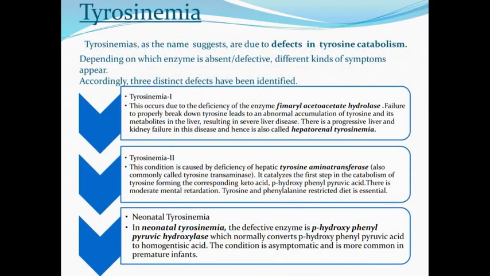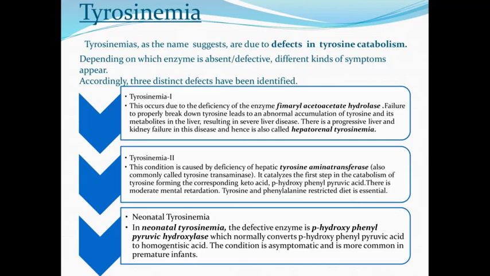Next we move on to the next inborn error of metabolism, and that is tyrosinemia. So now what is tyrosinemia? Tyrosinemias, as the name suggests, are due to defects in tyrosine catabolism. Depending on which enzyme is absent or defective, different kinds of symptoms appear. Accordingly, 3 distinct defects have been identified.